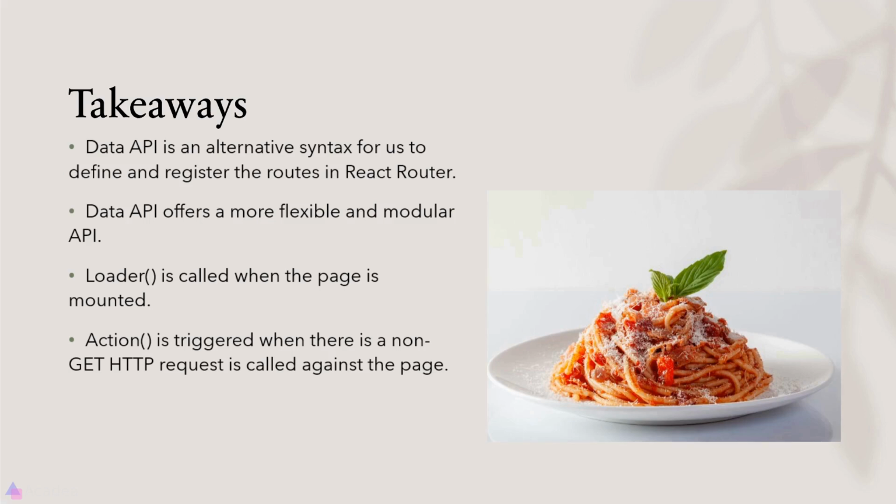Data API is an alternative syntax for us to define and register the routes in React Router. Data API offers a more flexible and modular API. The loader function is called when a page is mounted, and the action function is triggered when there's a non-GET HTTP request that was called against the page.